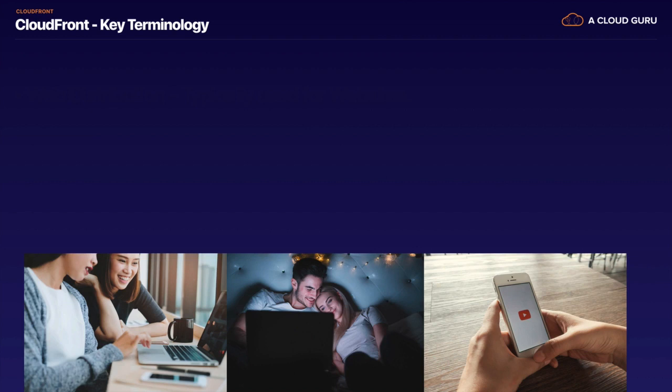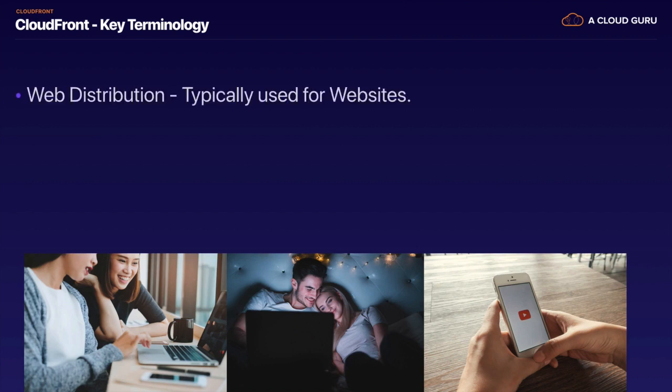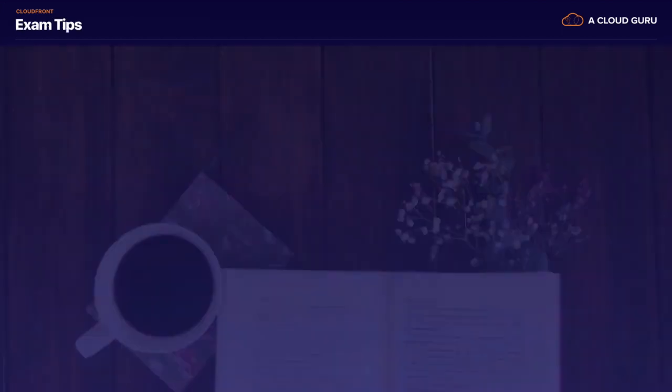With CloudFront, you get two different types of distributions. You've got your web distributions, which are typically used for websites, and that's what we're going to do in the next lecture. And then you've also got your RTMP distributions. This is used for Adobe, and it's used for media streaming, essentially. We will see that again in the next lecture.